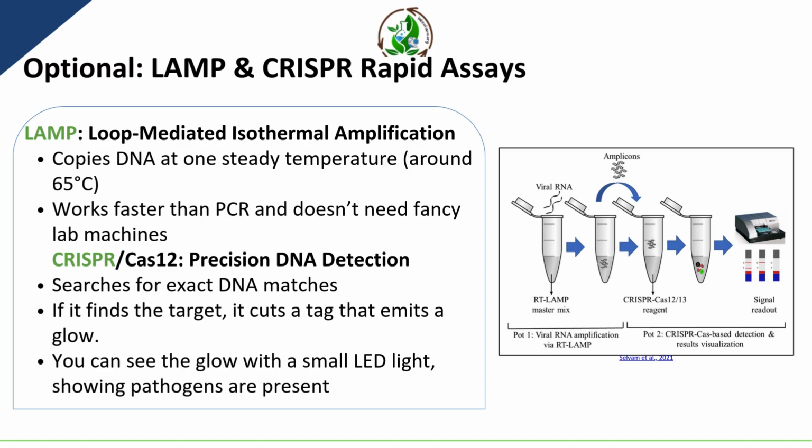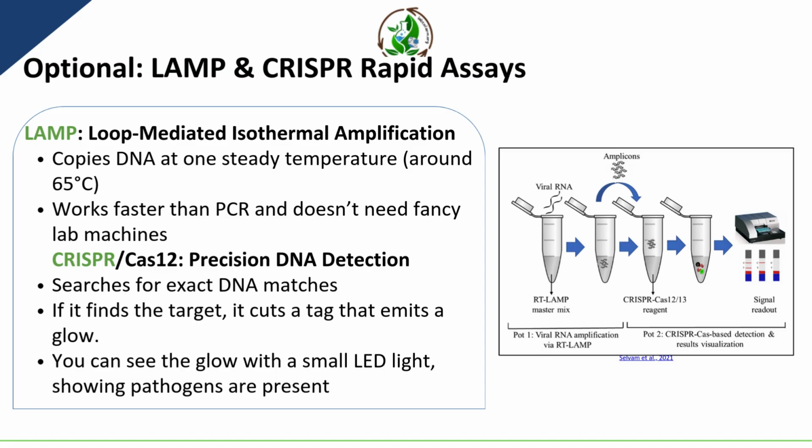CRISPR-Cas12 goes one step further in specificity. You can think of it like a GPS for genes. The Cas12 enzyme is programmed to search for an exact DNA sequence from a pathogen. When it finds that target, it switches on and starts cutting a special reporter molecule that glows under a small LED light. That glow becomes the readout, yes or no, about the pathogen's presence or absence, respectively.